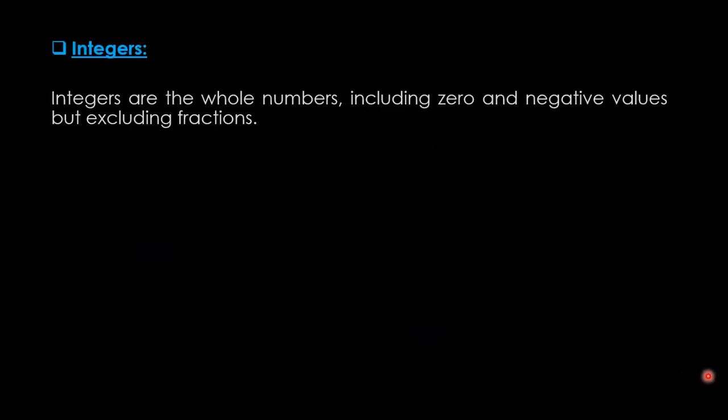Now integers. Integers are the whole numbers including 0 and negative values but excluding fractions, which means whole numbers 0, 1, 2, 3, 4, etc. up to infinity, and negative values meaning -1, -2, -3, -4, but excluding fractions. Fractions are not included in integers.